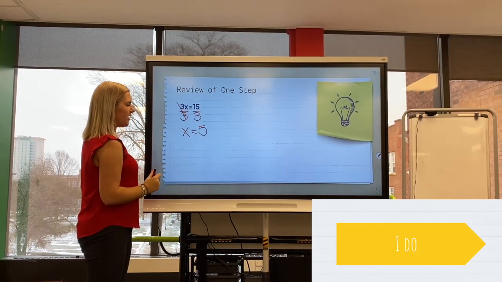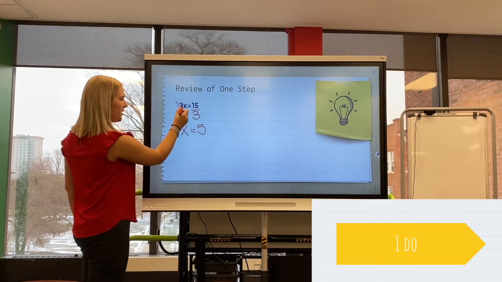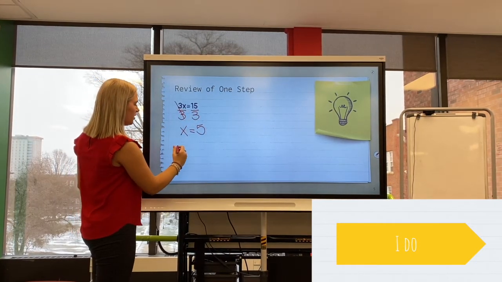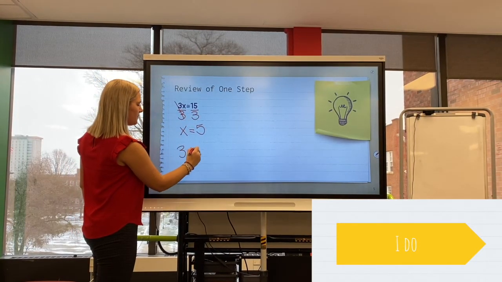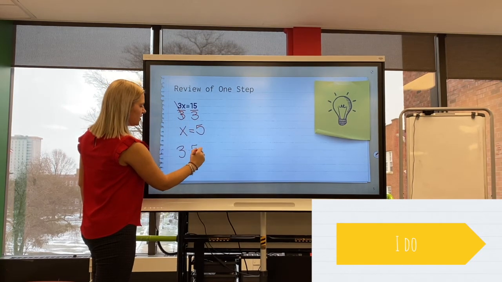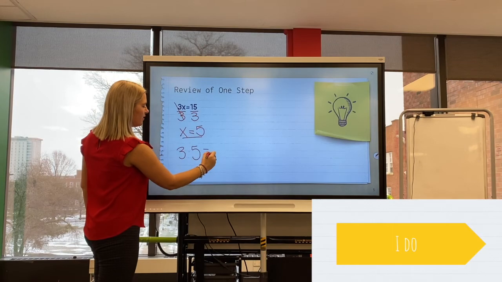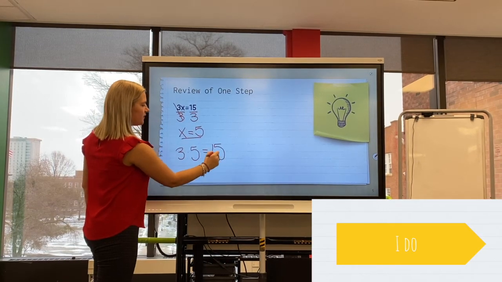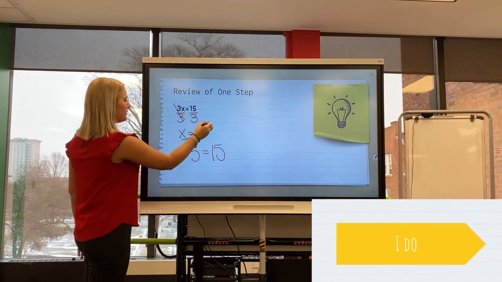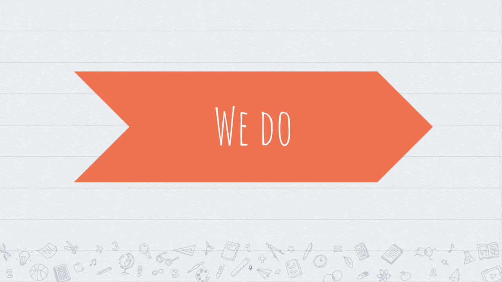So x is 5. Now remember that we can plug this back into our original equation here. So if we have 3, which is here, times 5 from what we said x is, we're plugging it in right there, and 3 times 5 is 15. So we know that our answer is right. This is an example of what I do looks like in the classroom.